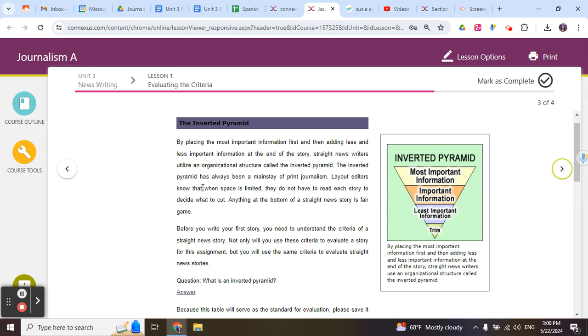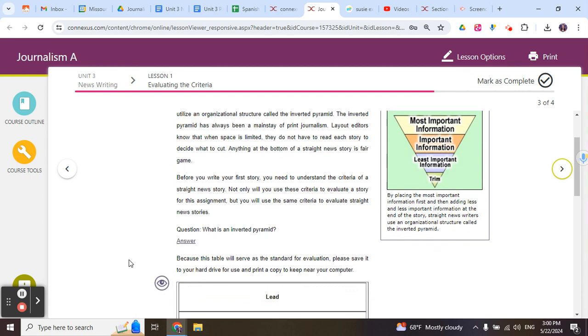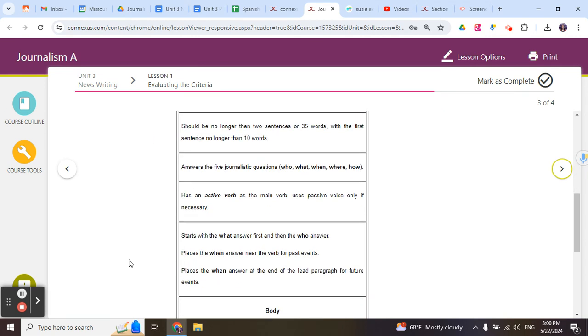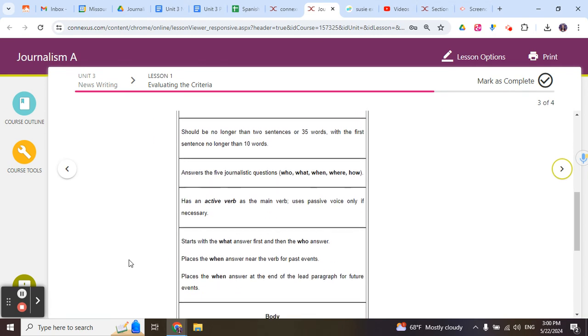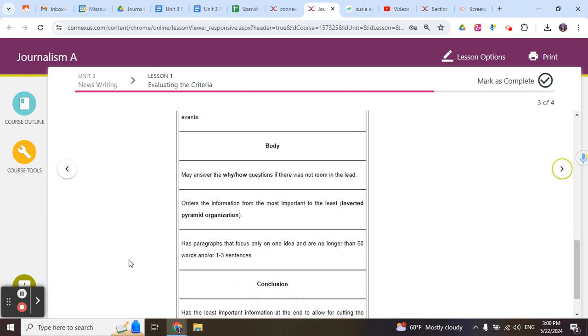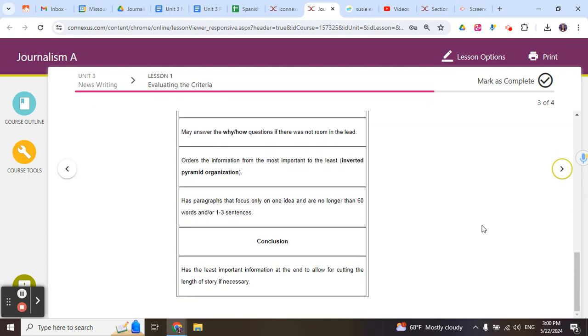So you're just trying to remember your most important information comes first. The least important information will come near the end. Okay, so that's the inverted pyramid. And here are some guidelines. You can pause here if you want to look at some of these little guidelines that will help you just kind of work it through, right? It really breaks it down and shows you different things you can do.